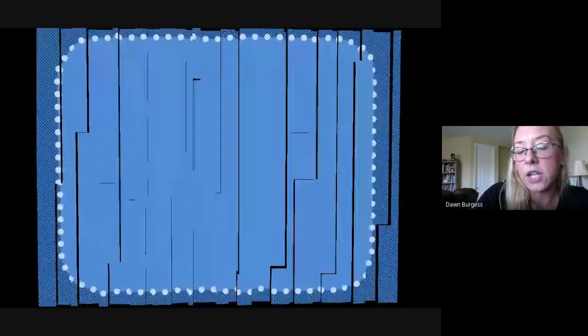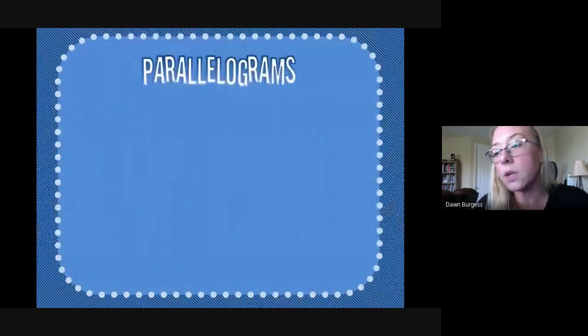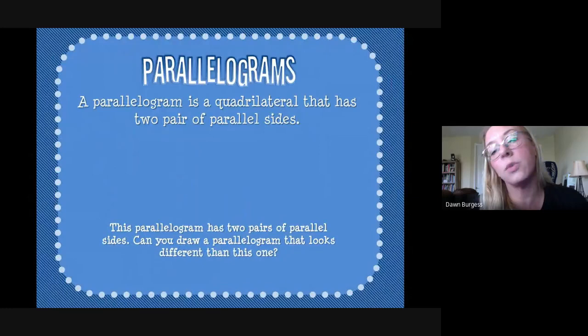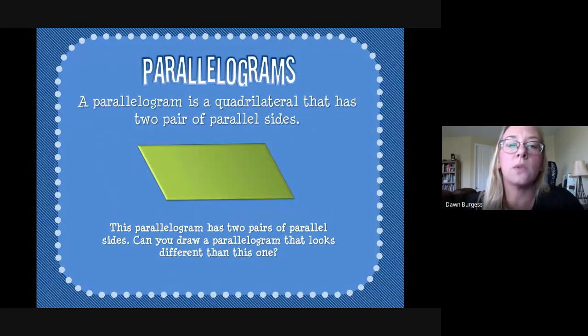I like how you guys are getting used to the word congruent though. Like you understood what I was asking you. I was asking you about the lengths of the sides. So that's really good. Next one is parallelograms, which is my favorite one to say, parallelograms.